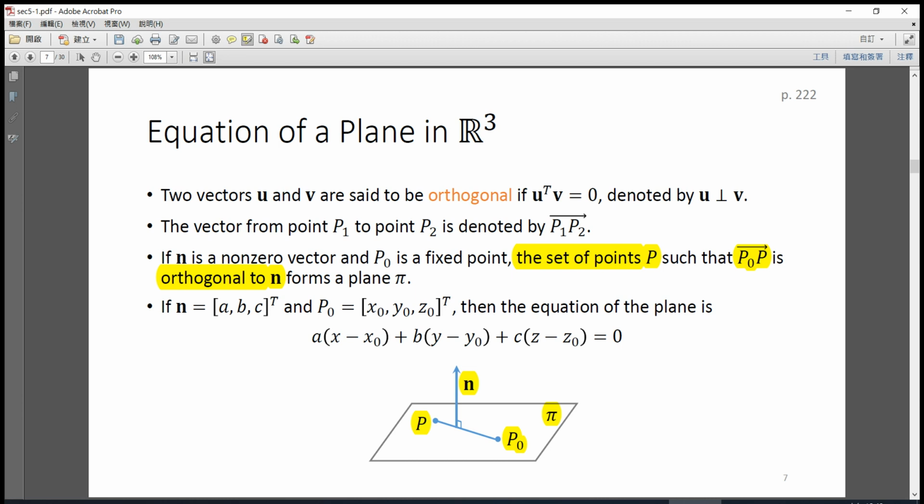If we denote n as (A, B, C) and P0 as (x0, y0, z0), then P0P is (x minus x0, y minus y0, z minus z0). And because P0P is orthogonal to the normal vector, we have the following equality. This equality holds for all points P in the plane pi, and this equality is the equation for the plane pi in R3.